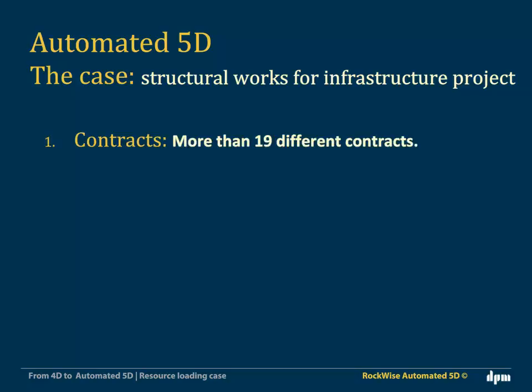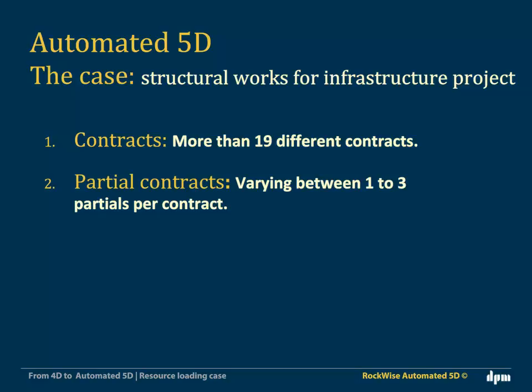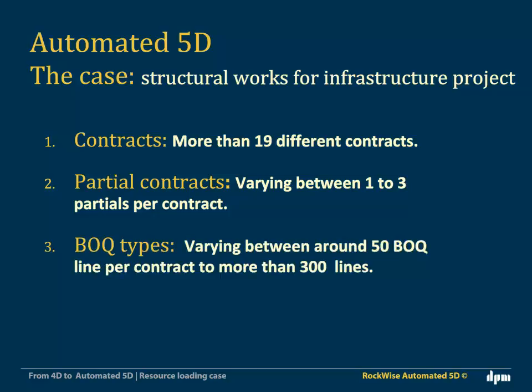In this scenario, there are 19 different contracts. Each contract included 1 to 3 partial contracts depending on the specific case. And under each partial contract, tens to hundreds of BOQ types were allocated. So, more than 1,000 BOQ types needed to be managed.